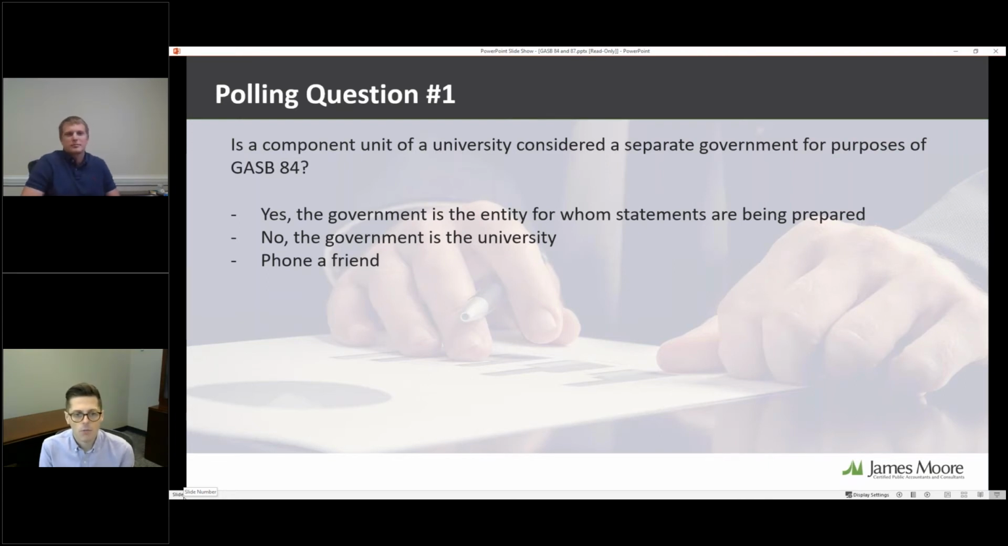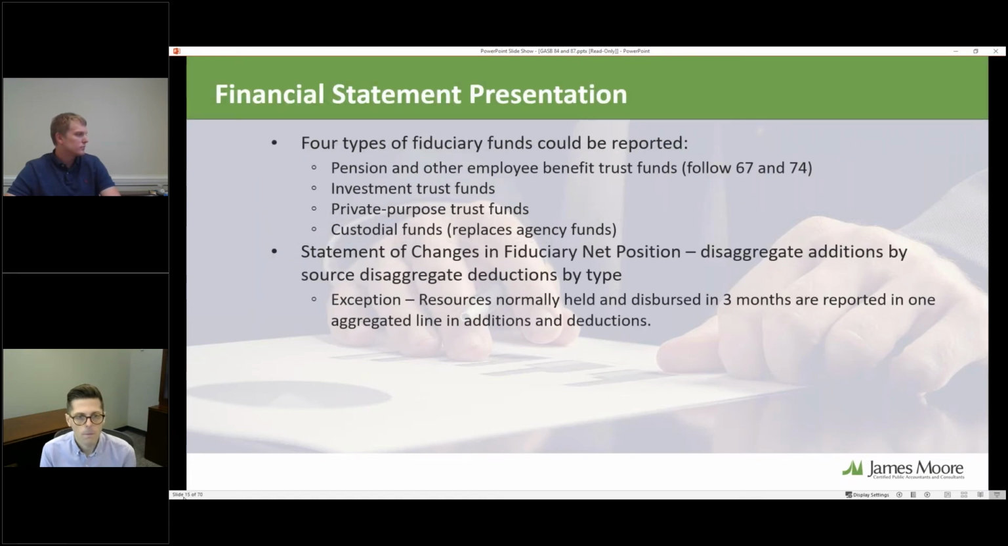you would need to separately consider GASB 84 for some arrangements of activities between direct support organizations and the university, or direct support organizations and each other, as they would apply to their own financial statements and then to the financial statements of the university.